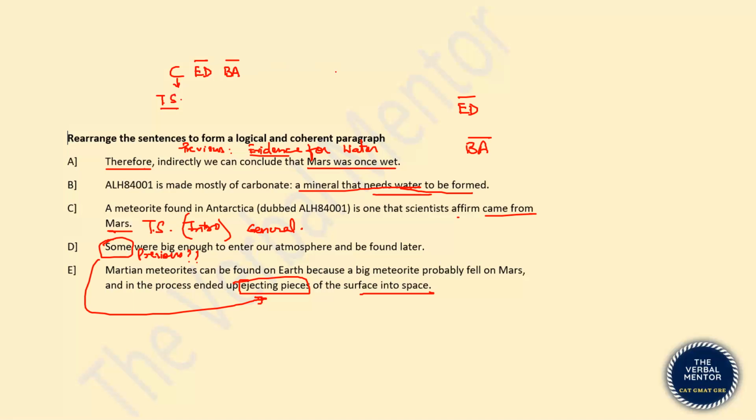The second option is setting E as the topic sentence. Martian meteorites can be found on Earth because a big meteorite probably fell on Mars and so on. Some were big enough to enter our atmosphere, and then C. So ED comes first and then comes C.